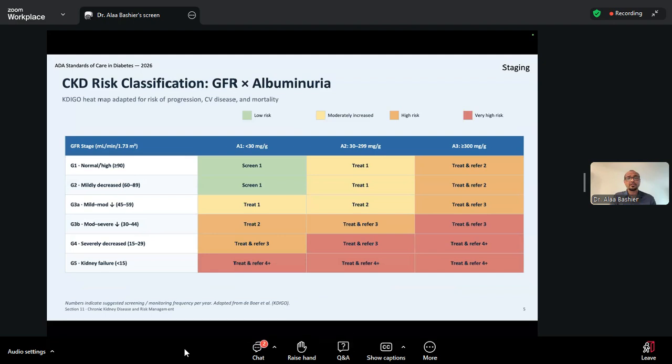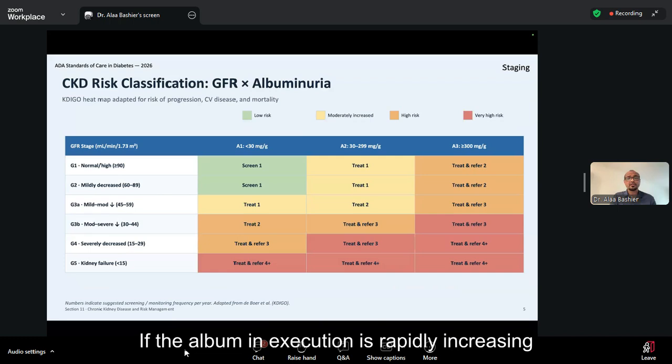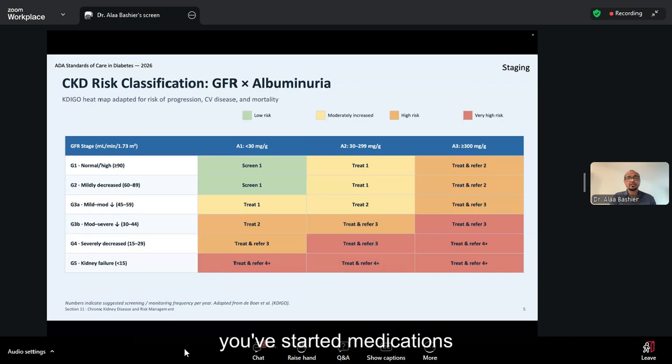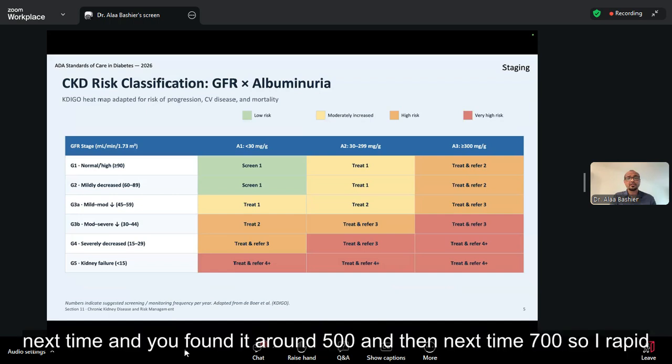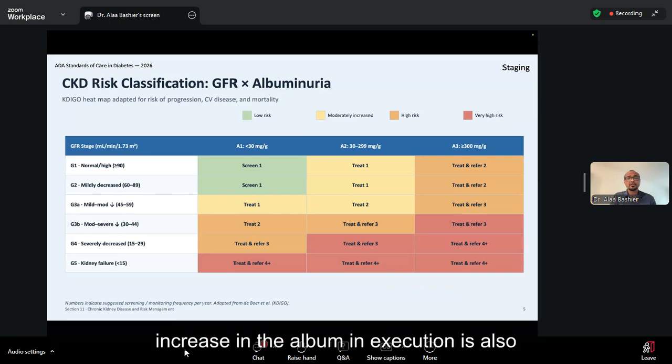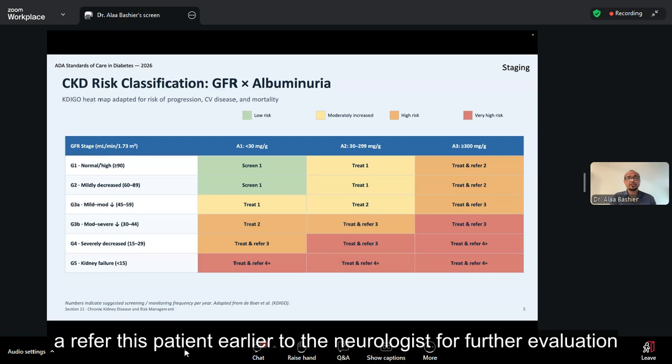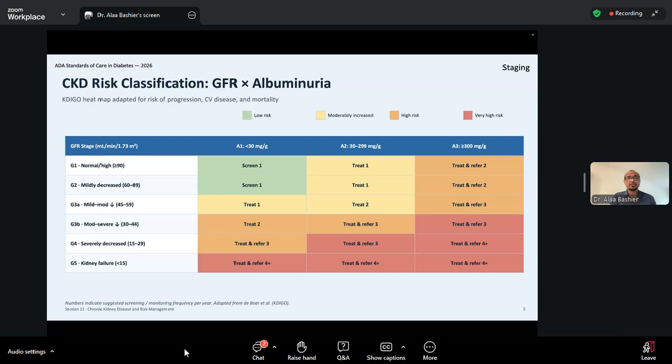And if the albumin excretion is rapidly increasing: you've seen a patient today, it's 300, you started medications, then you saw it next time and found it around 500, and then next time 700. So a rapid increase in the albumin excretion is also a red flag that you might need to refer this patient earlier to the nephrologist for further evaluation.